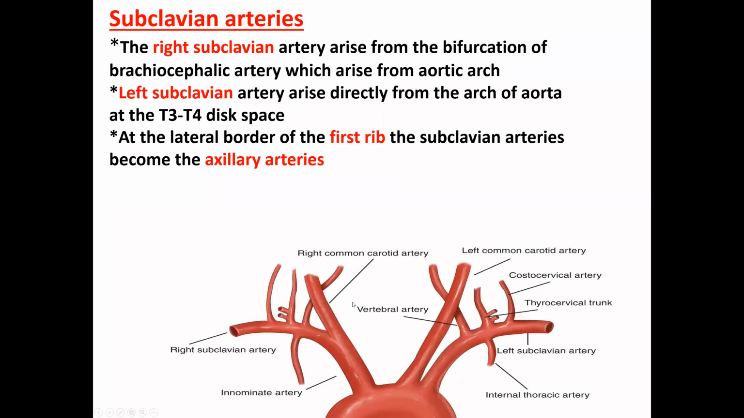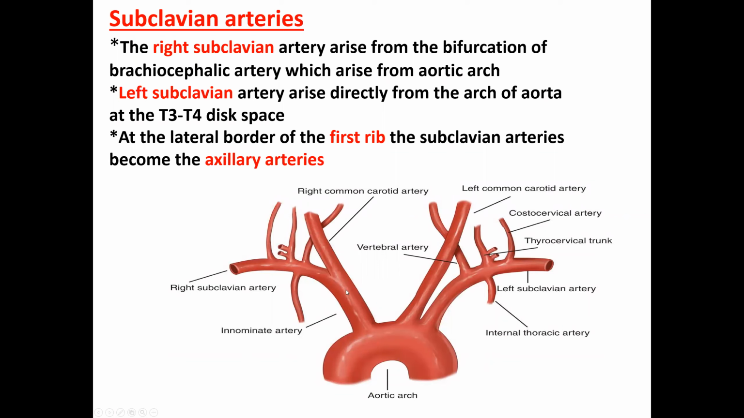This is the brachiocephalic trunk which gives its branches. This one is the subclavian and this is the right common carotid artery. The left subclavian arises directly from the arch.